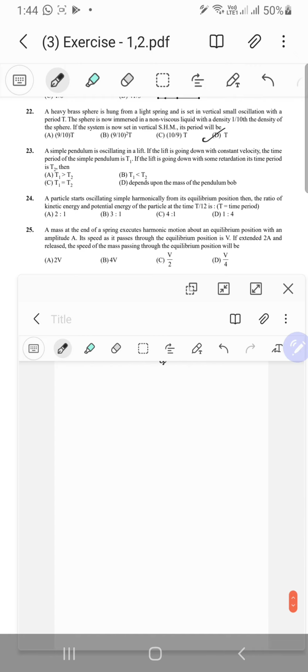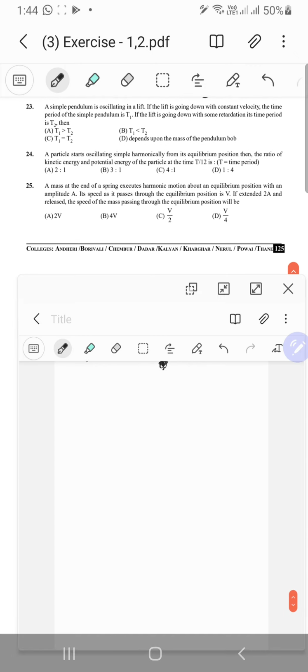Next. A simple pendulum is oscillating in a lift. If the lift is going down with constant velocity, the time period of the simple pendulum is T1. If the lift is going down with a... wait, what? If its velocity is constant, we don't have to worry about anything. If the lift is going down with retardation, that means it is accelerating upwards. So we have this floor which is accelerating upwards.